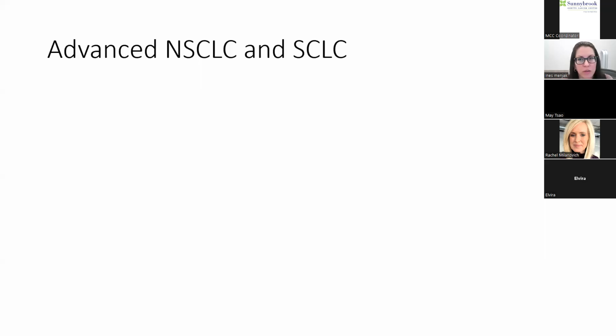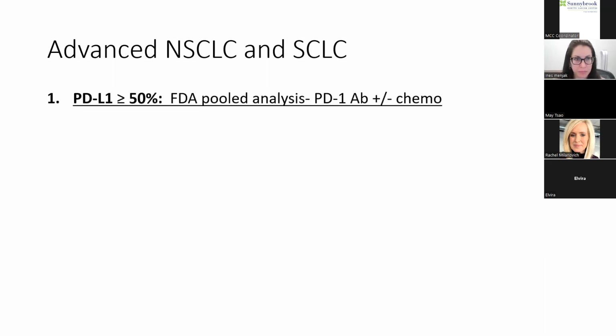Okay. So now we're going to switch gears a bit and talk about the advanced setting. So we're looking at both non-small cell and small cell.